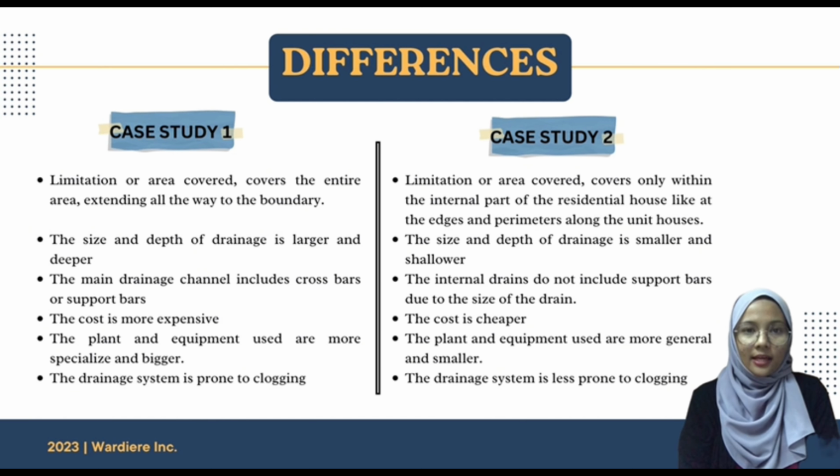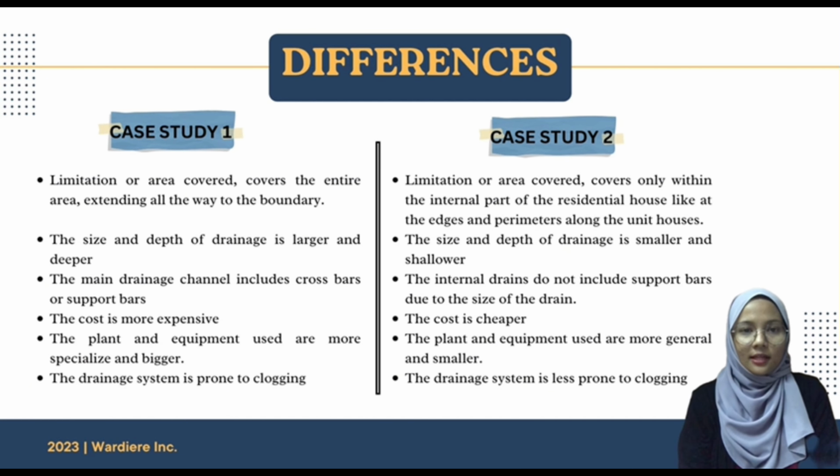Next, the size and depth of drainage in case study 1 is larger and deeper, particularly at the main drainage channel, as it will transfer the stormwater flow to the outfall. Meanwhile, for case study 2, the size and depth of drainage is smaller and shallower, as it is located at the internal part of the residential area, such as at the edges and perimeters along the unit houses.